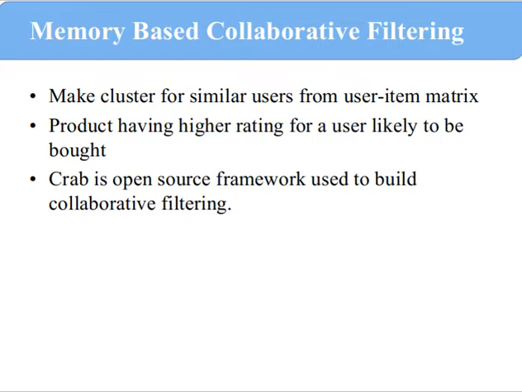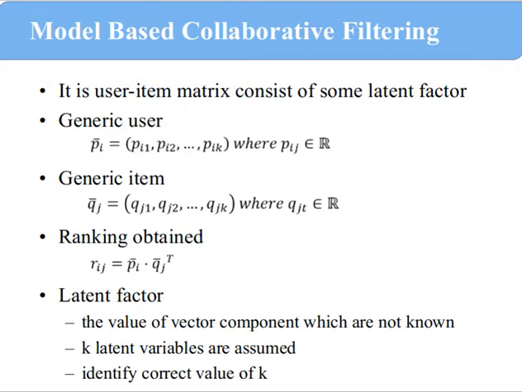Now the products having higher ratings from the users are likely to be bought. Whenever a user wants to purchase a certain item, the products having the higher ratings are suggested to the user, so that the user can buy it. For that sake, Grab is one open source framework which is used to build such a memory based collaborative filter. Now let's move towards the other kind of collaborative filtering, which is the model based.